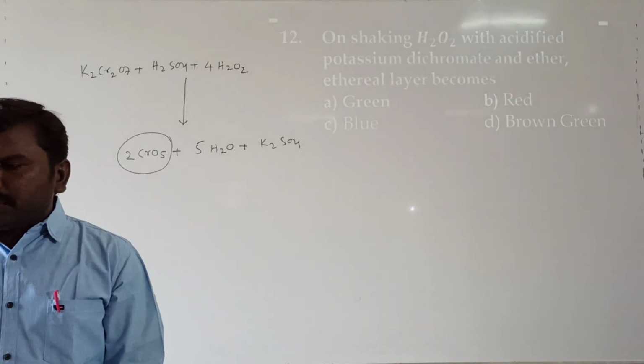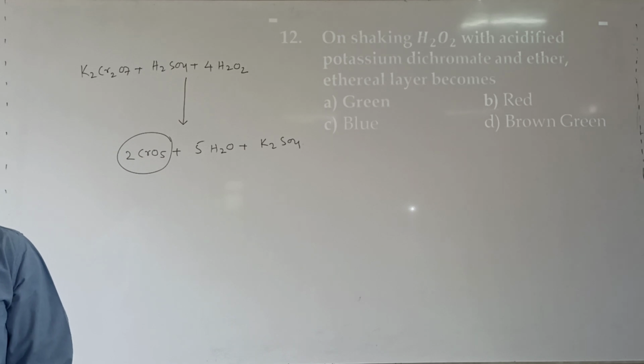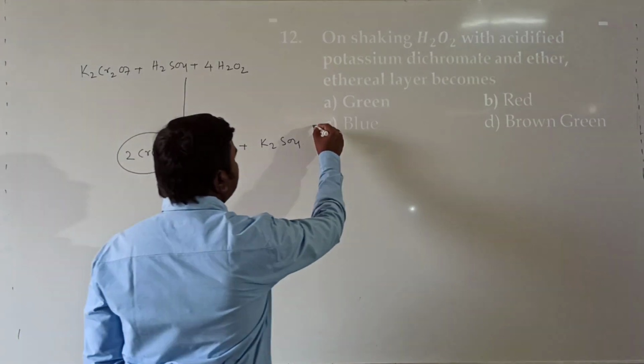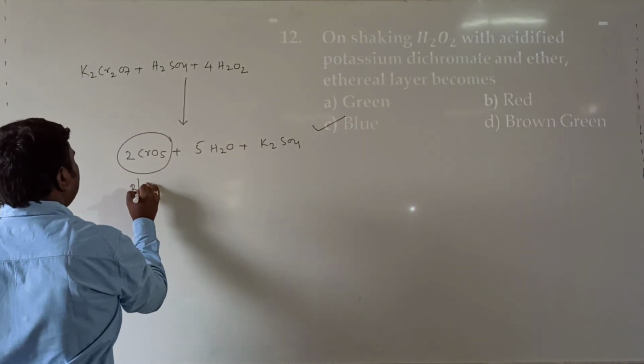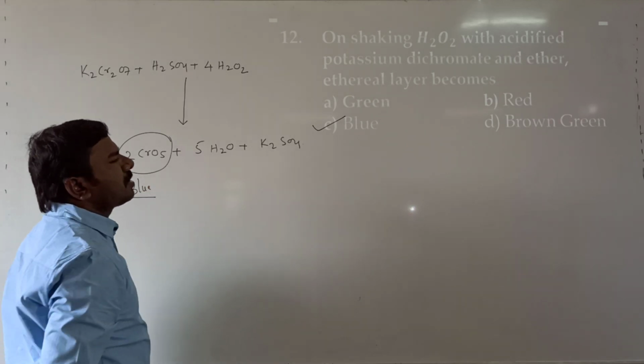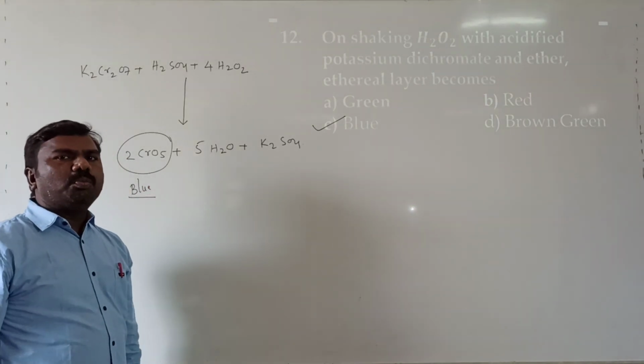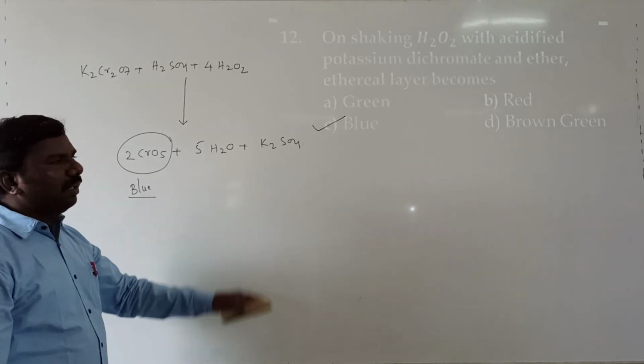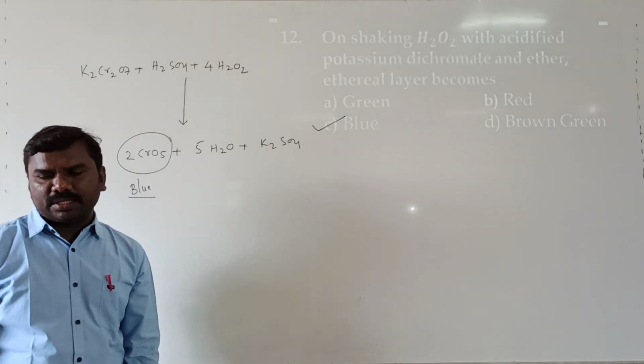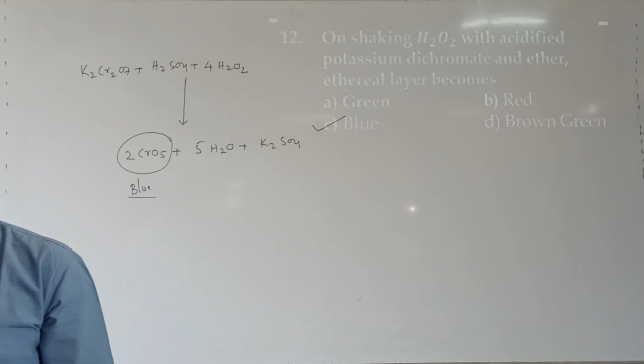So that is due to which one? CrO5. It is dissolved in which one? Ether solution, then forms a blue color layer. The color will be blue. C is the correct answer. Next.